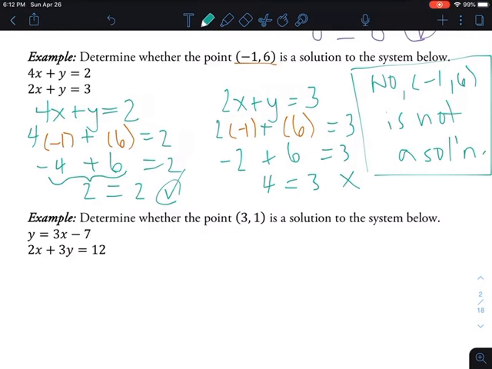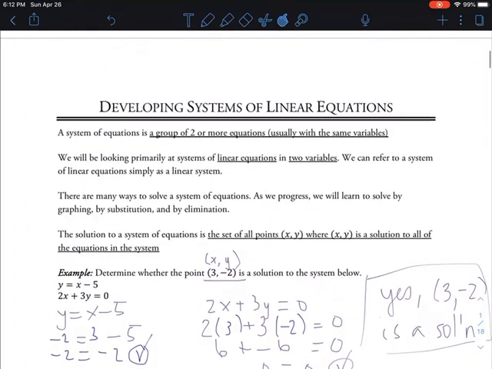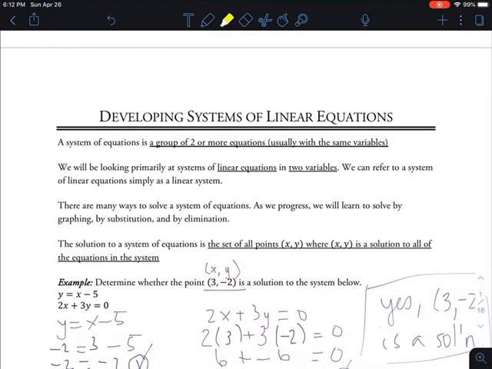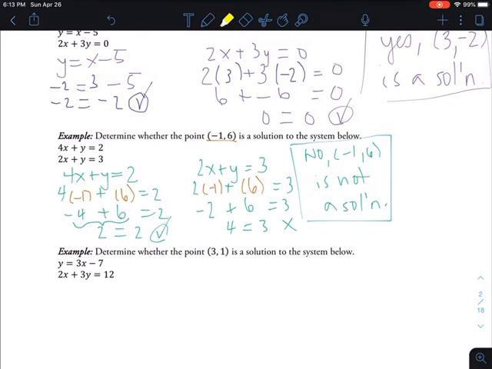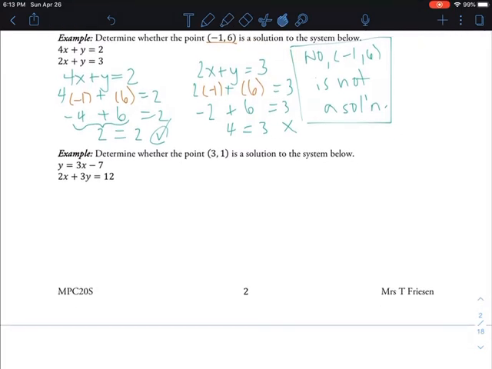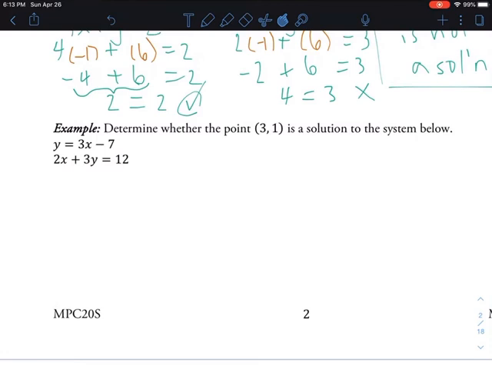And so the reason I'm saying that no, the point negative 1, 6 is not a solution is because while it did make this equation true, it did not make this equation true. And so if we refer back to our definition here, a solution to a system is a point (x, y) when (x, y) is the solution to all, there's the key word, okay, all of the equations in the system. And because in this case, the point was only a solution to the first equation and not to the second equation, then we cannot state that negative 1, 6 is a solution. Okay? All right.